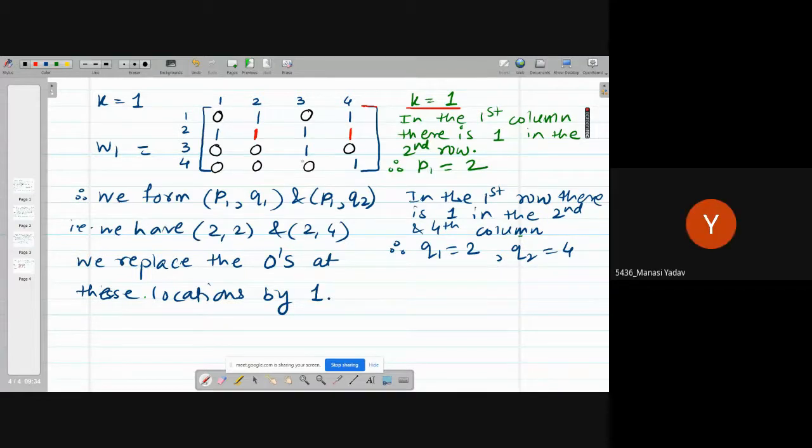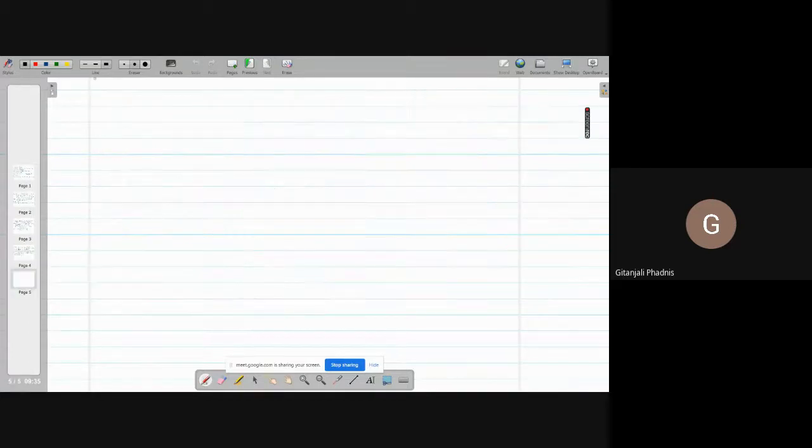Yes, ma'am. So now we are done with k equal to 1. What is step number 6? K plus 1. That means you have to go to the next column and next row, right? Yes, ma'am. Now k is equal to 2. The value of k has increased, k equals 2 now.